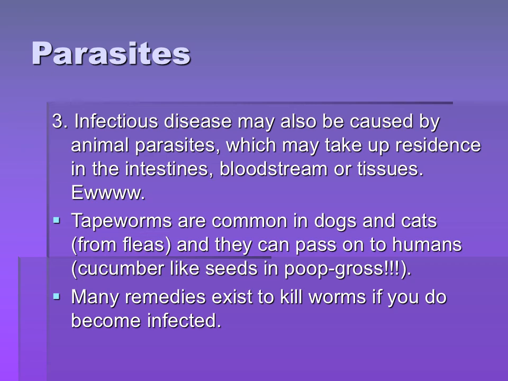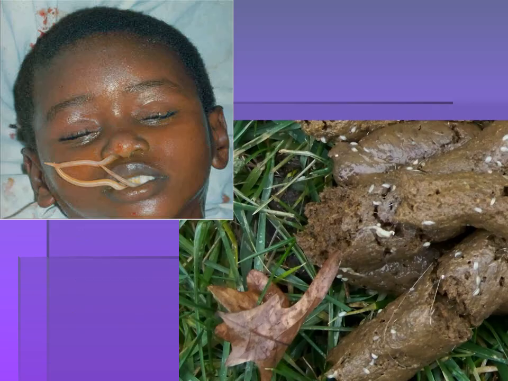Ew! Tapeworms are common in dogs and cats. Tapeworms come from fleas, and they can pass on to humans and look like cucumber-like seeds in your poop. Gross! There are lots of remedies that exist to kill worms if you do become infected. So even though I was just laughing, tapeworms are not funny in humans. Tapeworms can become a real problem, especially in non-developed or underdeveloped countries, less developed countries than we live in for sure.